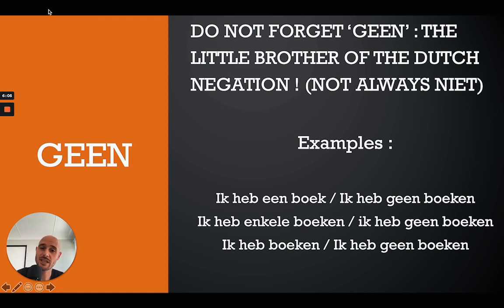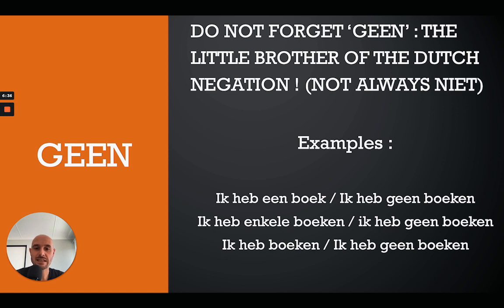Geen is a bit of a tricky one, because when people make negative sentences in Dutch, they will use niet all the time. And it's actually almost correct, because niet is the most common word we use in order to make negative sentences in Dutch, in order to make the negation. However, do not forget geen, because geen has its place too in the negative sentences. And when do we use geen? Well, we will use geen in a couple of cases.